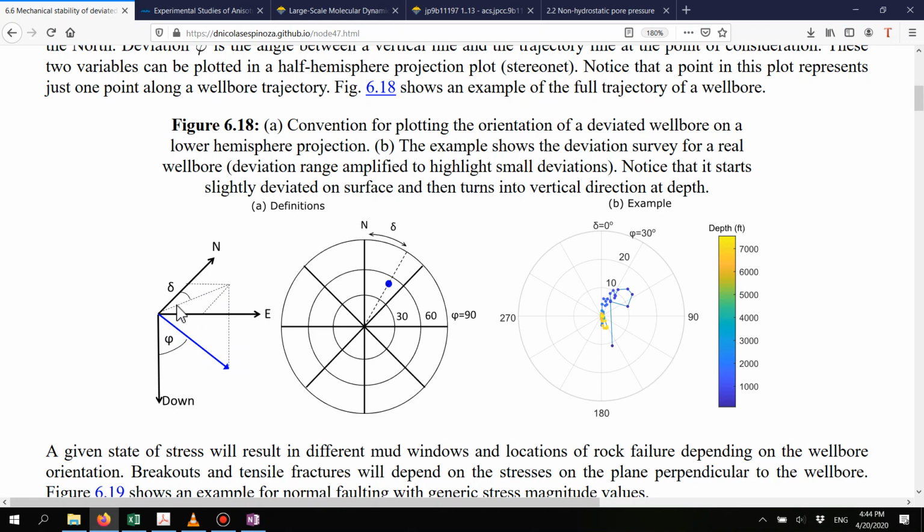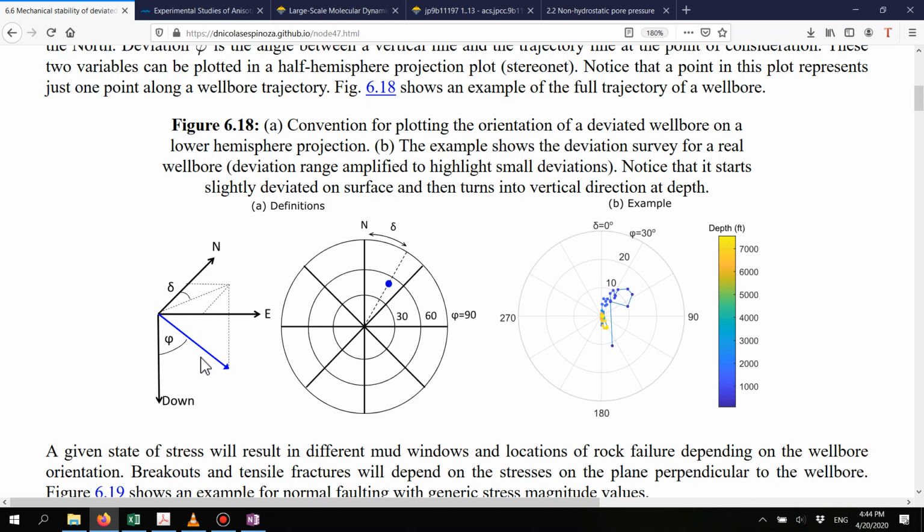So let's do that again. We go north, we go east, and finally go down with depth in order to get to this location at any point in the wellbore. And we can represent this three-dimensional orientation of the wellbore by these two angles. Again, these are the azimuth and deviation angles.